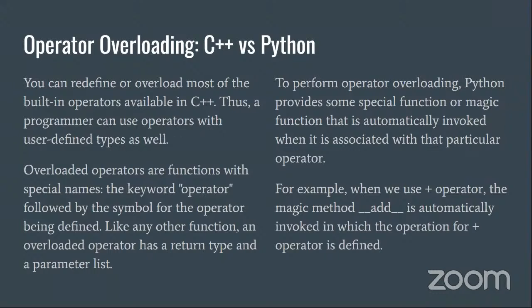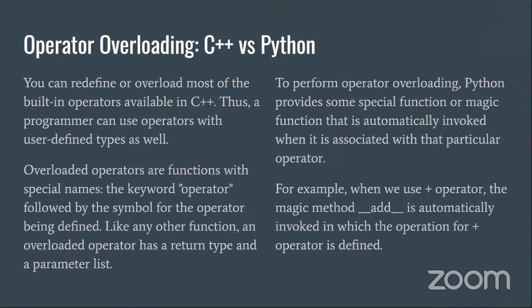Hello everyone, I'm Nidish. I'll be explaining operator overloading in C++ versus Python. In the case of C++, we can redefine or overload most of the built-in operators. Thus, a programmer can use operators with user-defined types as well. Overloaded operators are functions with special names. In C++, the keyword operator followed by the symbol for the operator which you want to overload is defined. Like any other function, an overloaded operator has a return type and a parameter list.